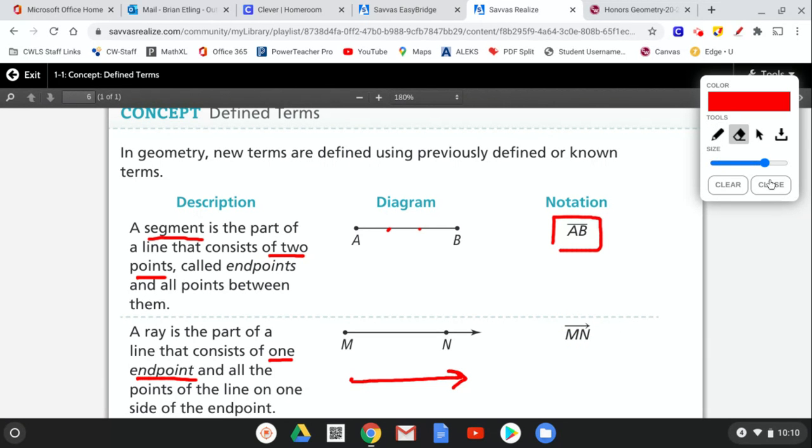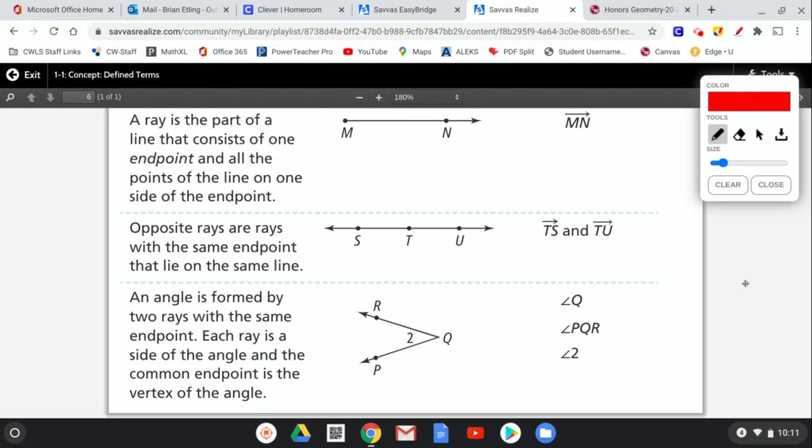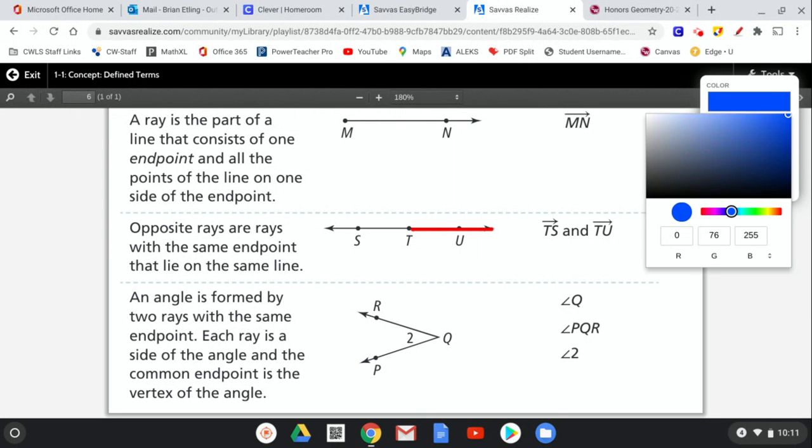So moving on, we have opposite rays. If you look at this, when we're talking about opposite rays, we have ray TU, and we also have ray TS. I'm going to change colors here. TS. Now, if you notice, a ray goes on forever. So when you just look at that without the colors, it looks like a line. So opposite rays form a line.